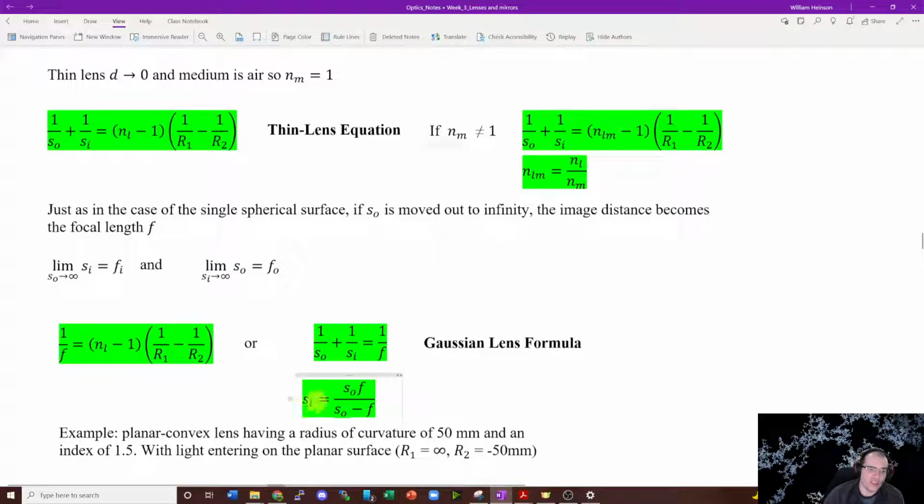And you rearrange, and you can get your image distance, which is usually what we want, because that's the thing we're trying to measure, because we know where we set the object. So we need the image distance. So this is S_I, and it's given here.